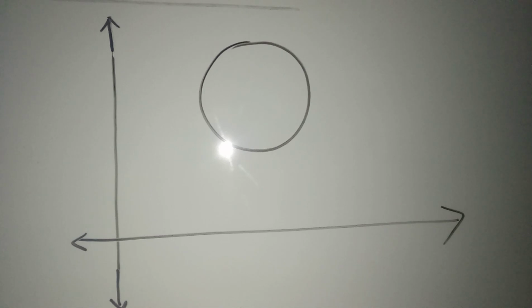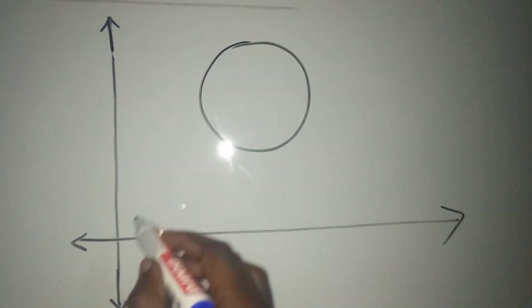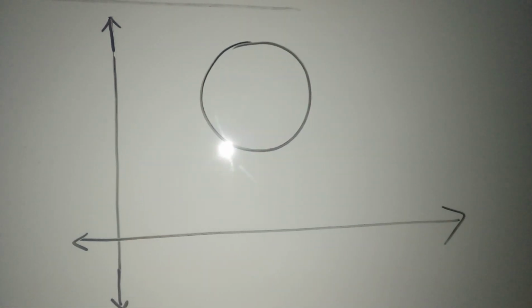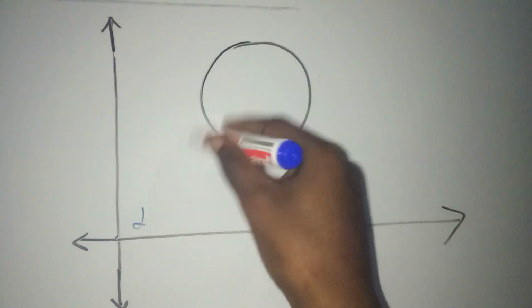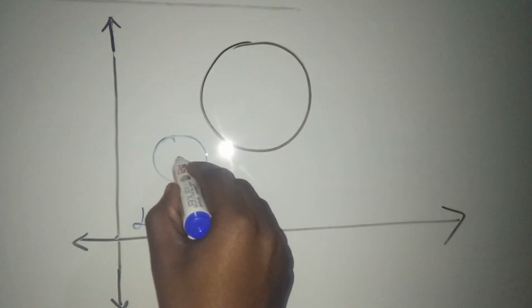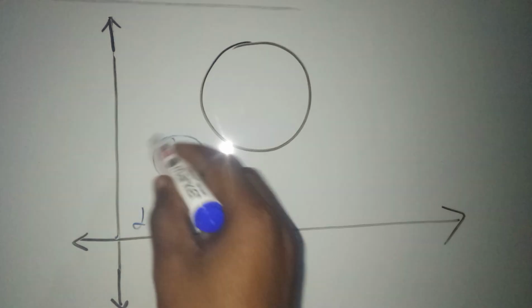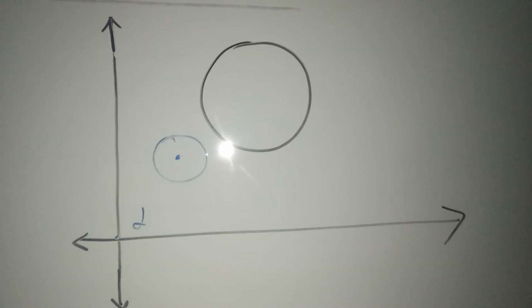So when we have the center of the circle at any point other than the origin, then such an equation is called the standard equation of the circle. In simple words, the standard equation of the circle is the equation of the circle whose center is not at the origin. So when the center is not here but elsewhere, then such a type of equation will be called the standard equation of the circle.